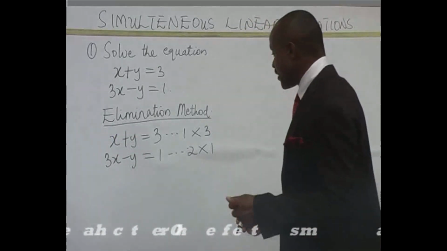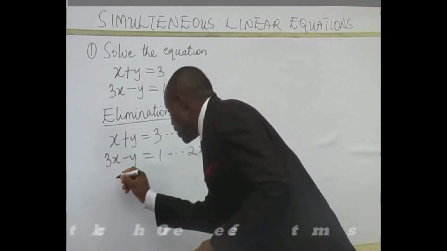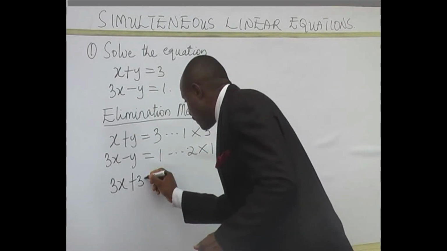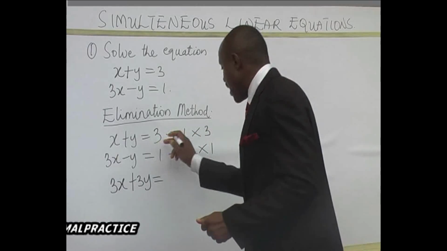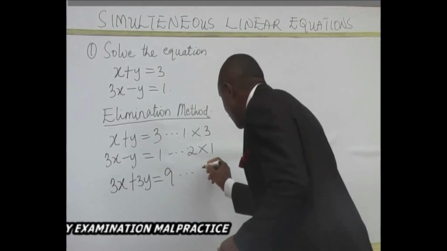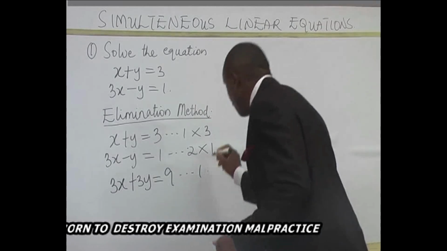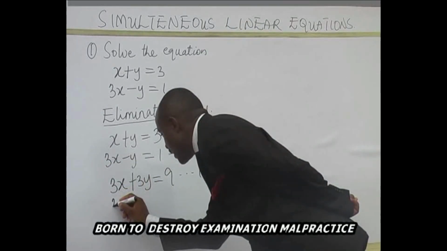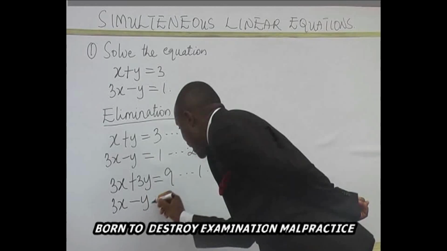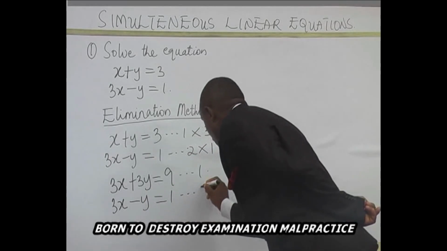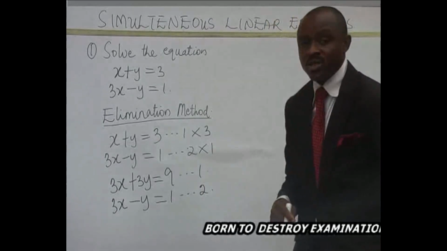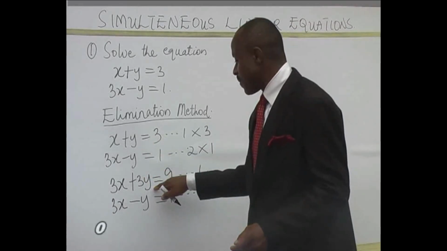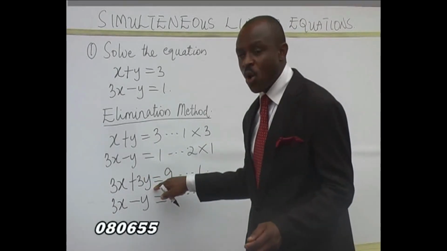So when you do that, the first equation becomes 3 times x, which gives you 3x, 3 times y gives you plus 3y, is equal to 3 times 3, which gives you 9. So this becomes the new form of equation 1. Equation 2, 1 times anything is that thing, so bring down 3x minus y is equal to 1. Equation 2 is still what it was initially. What we did in equation 1 to become this, we did not change the value of equation 1. We only changed its form.